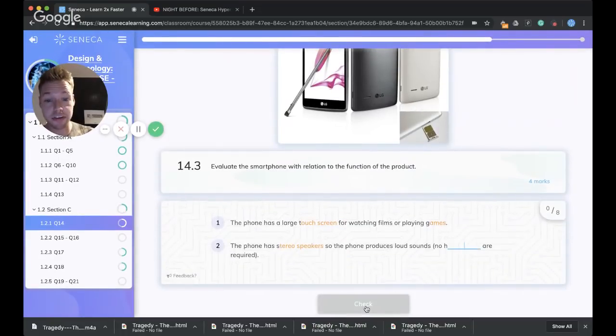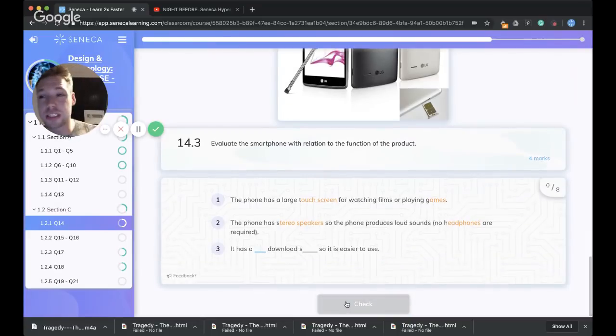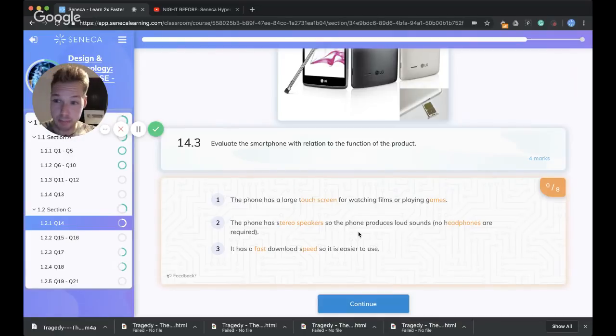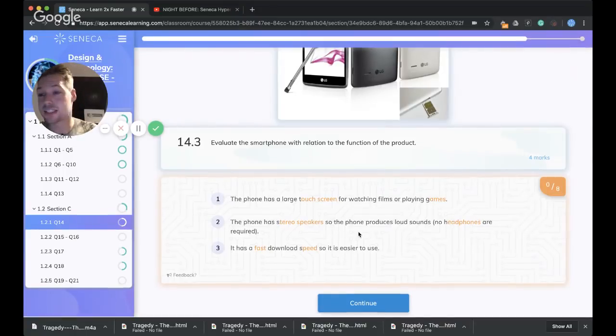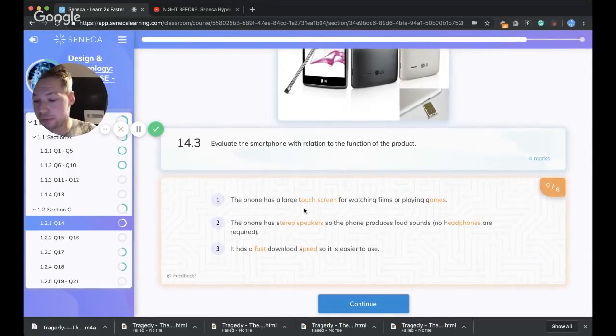Also, the phone has stereo speakers, so the product sounds loud, so you don't need any headphones. Although, if you want to listen with headphones, don't play it out loud on your phone. Everyone's got different tastes in music and might not want to hear it. It has a fast download speed, so it's easier to use, and also it's optimized for gaming. You might need to download stuff for that. I'm not a big gamer, I don't know, but if you can argue a point, you can do it. It's all about confidence. Just think of the point and how it relates, and you will be fine.